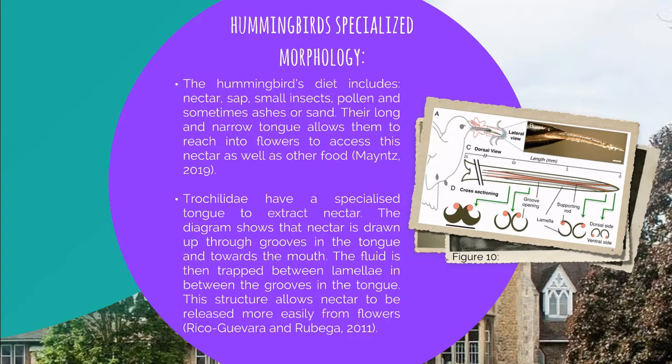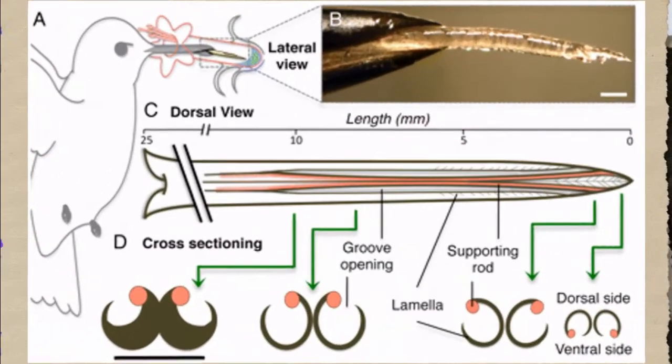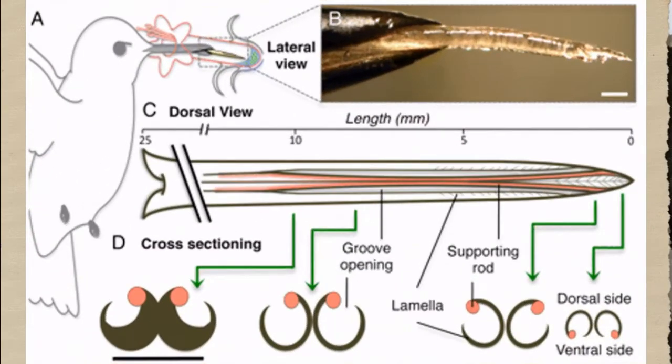Trochilidae have a specialized tongue to extract nectar. The diagram shows that nectar is drawn up through grooves in the tongue and towards the mouth. The fluid is then trapped between lamellae in between the grooves in the tongue. This structure allows nectar to be released more easily from flowers.